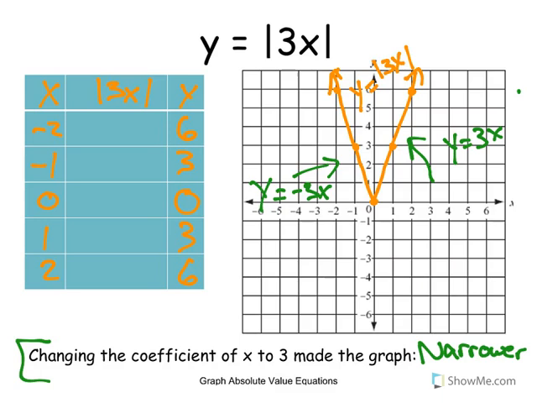Wider means, and I'm doing it with my hands, obviously you can't see me, it's going to be more like this, and we'll see that shortly. Narrower means it's going to be like this. So we can think about narrower being kind of skinnier and wider being sort of fatter. So by making the coefficient of x bigger than 1, we made the graph narrower.